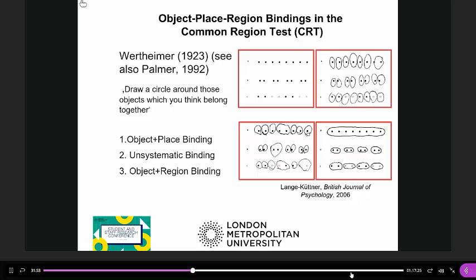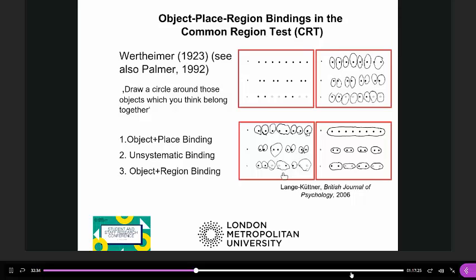In this task, you can basically see whether these visual Gestalt principles are being noticed or not. Here we have the object place binding, and you can see that each object is allocated a place. That's a fairly systematic strategy. Then we have a second strategy, unsystematic binding, and you can see that sometimes they are allocated a place, sometimes they are allocated a region, sometimes it matches, sometimes it doesn't.